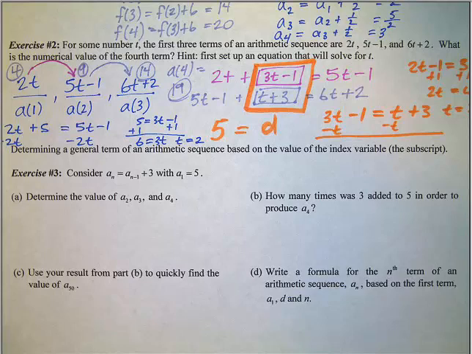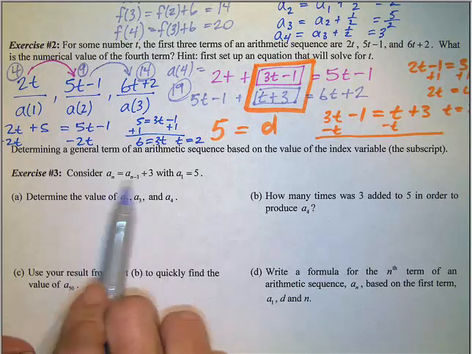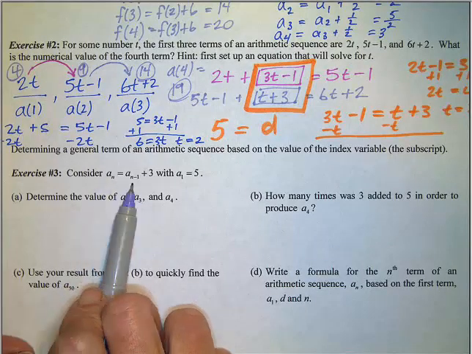Determining a general term of an arithmetic sequence based on the value of the index variable. So consider that a sub n equals a sub n minus 1 plus 3, with a sub 1 of 5. Determine the second, third, and fourth terms. Well, again, this is recursive because this is some term and this is the term before it.